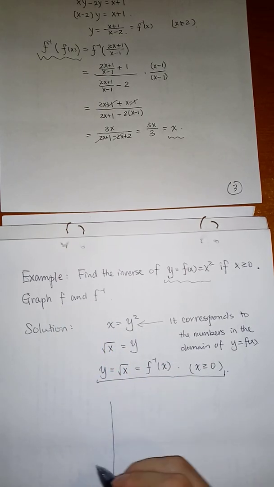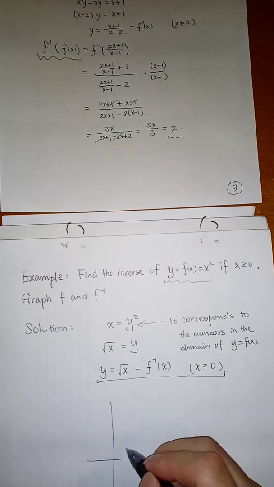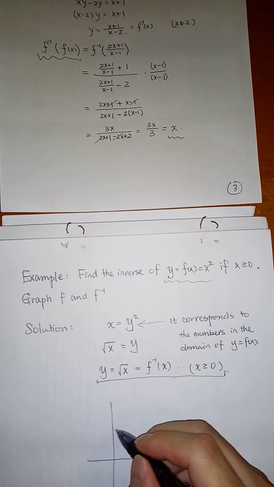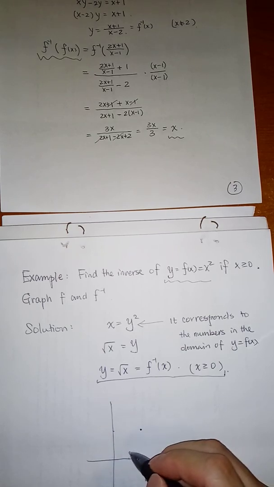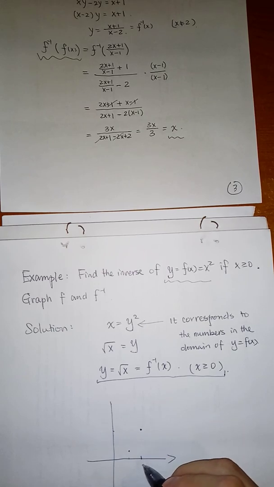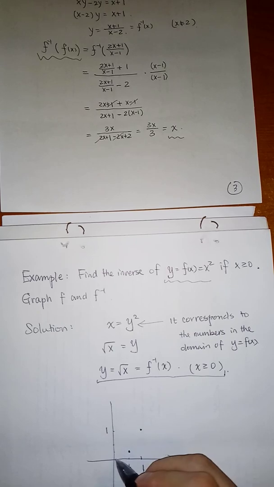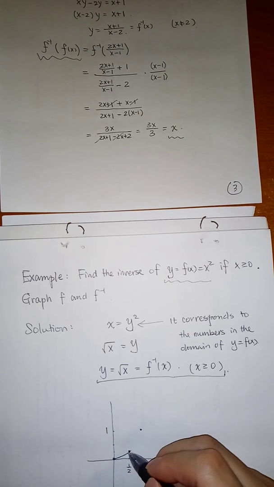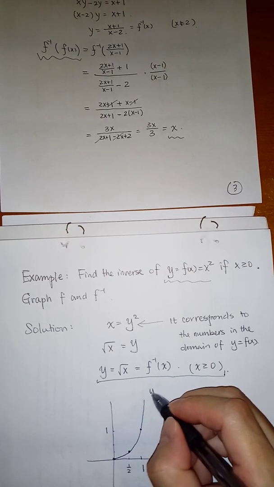So graph it. Okay, so when x is 1, y is 1. When x is 1/2, y is a quarter. So it's here. When x is 0, y is 0. So it's y equal to x squared.